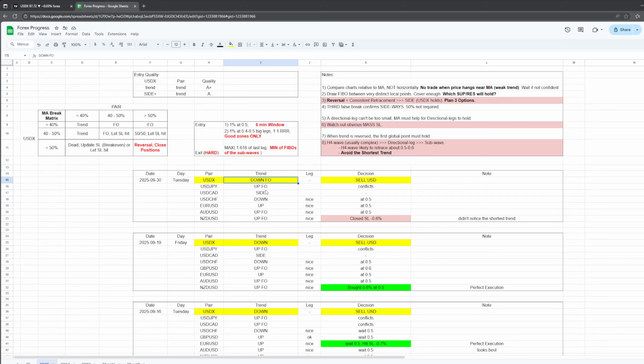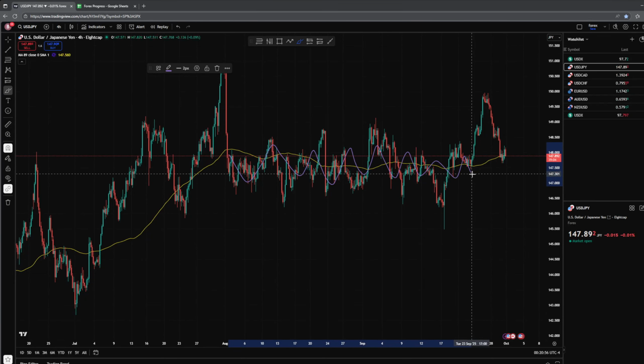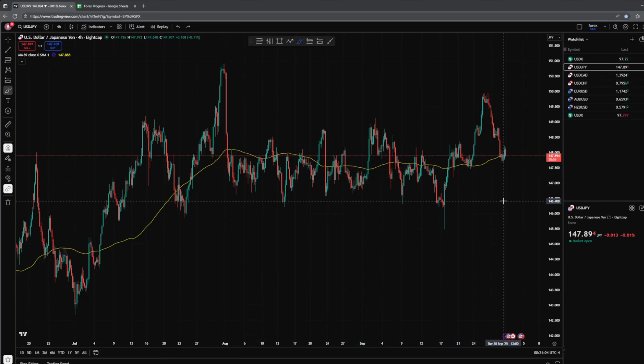Okay, now let's analyze each individual pair. USD Japan Yen. So here the market is behaving up and down really close to the yellow moving average line, which is an indication of sideways action, and there is not enough proof that USD is getting weak against the Japan yen. So at this point, USD Japan yen is doing sideways action and there is no clear trend.